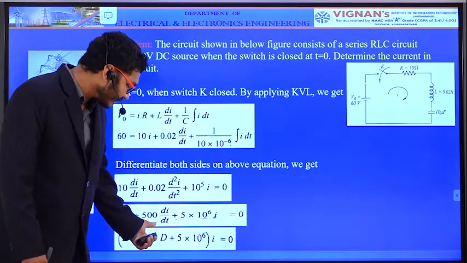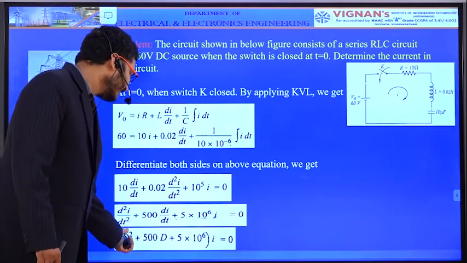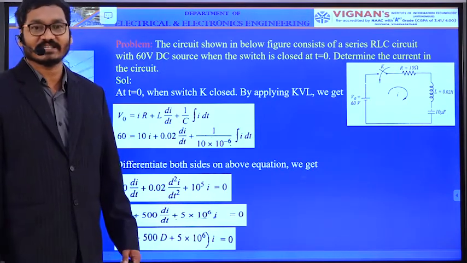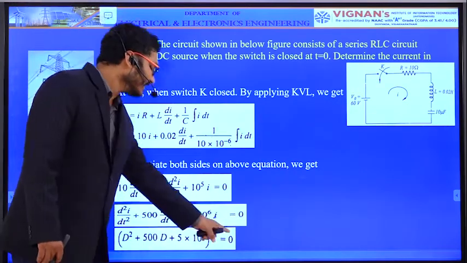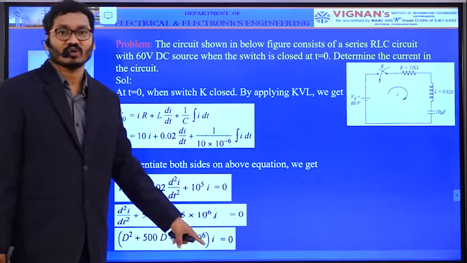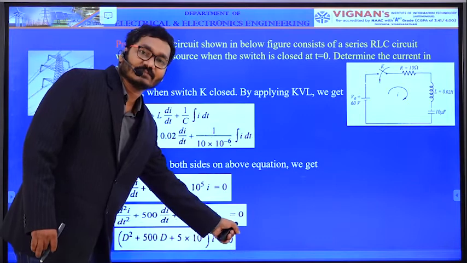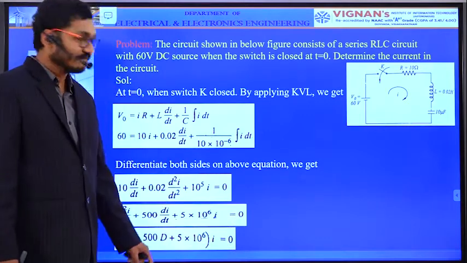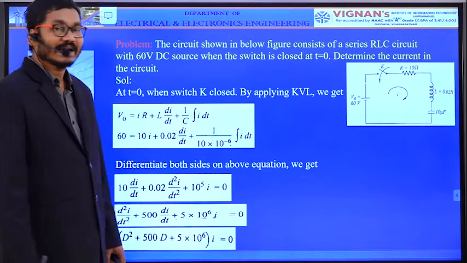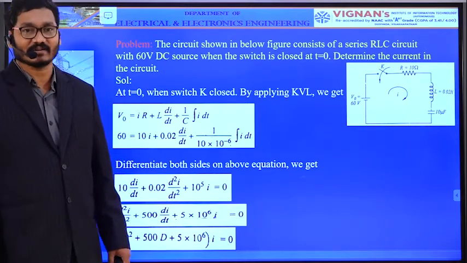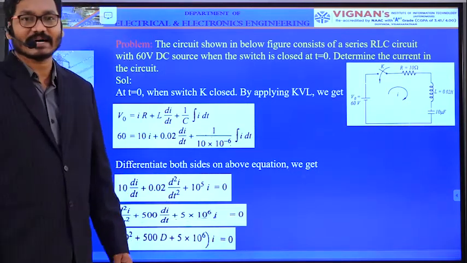If you use the D operator method, as I already told, d/dt equals D, so d square/dt square equals D square. Just substitute it. This is a homogeneous equation. Homogeneous means it equals 0; if it has some finite value, it is non-homogeneous. For a homogeneous equation we have only a complementary solution, so I equals IC, the complementary current. By solving the roots you can get the complementary solution.